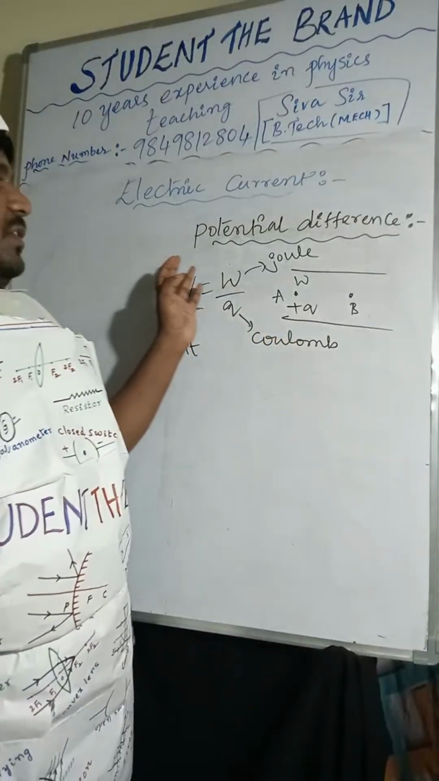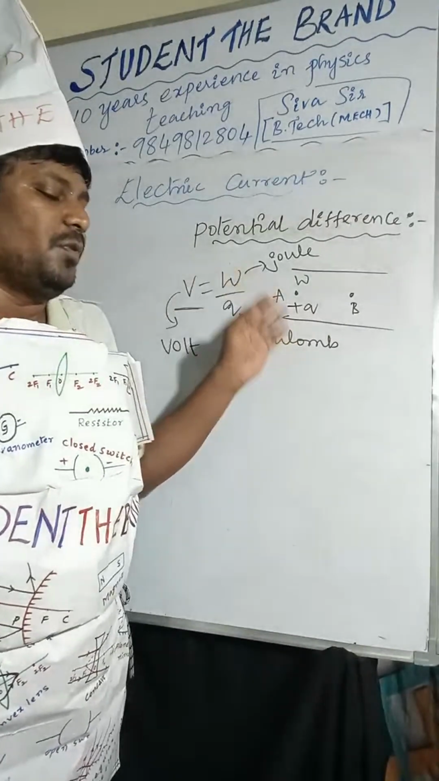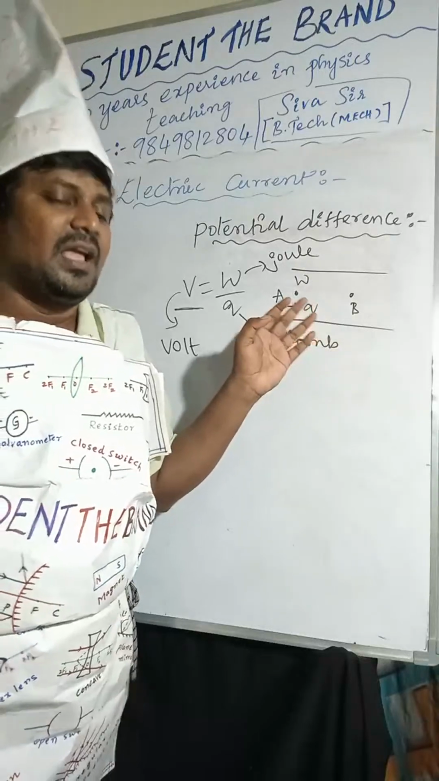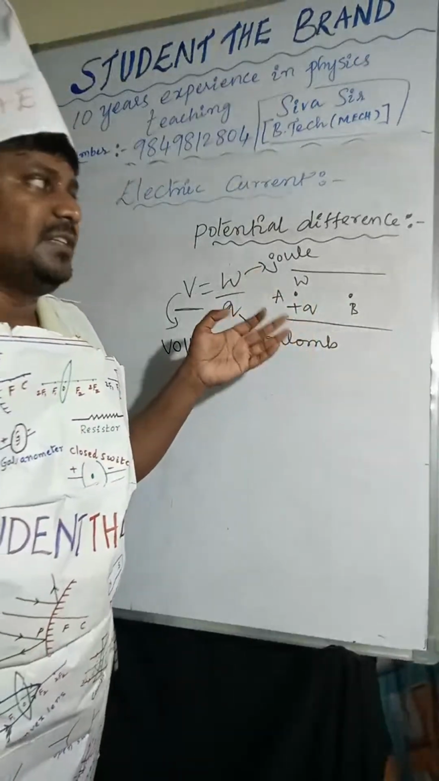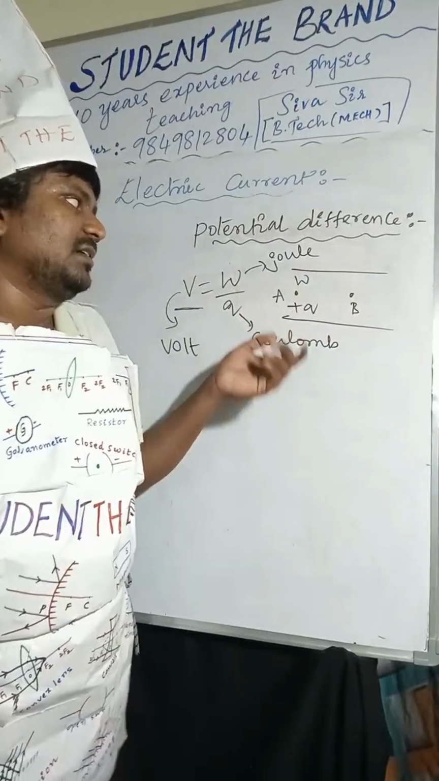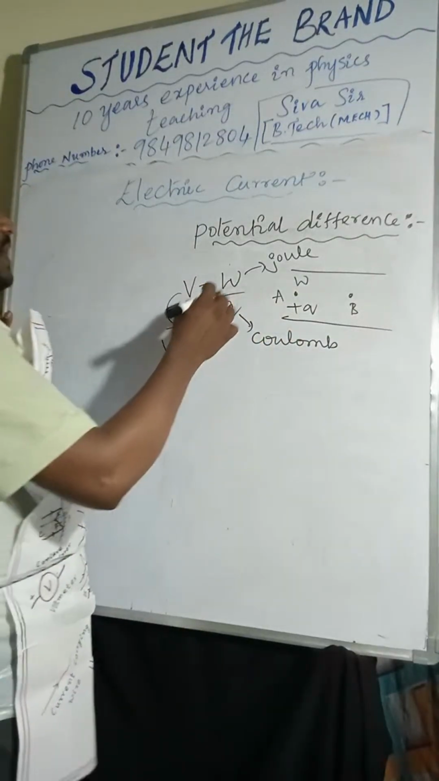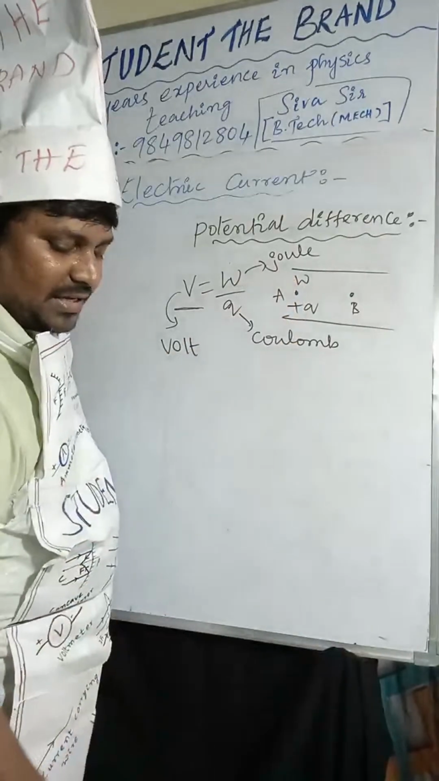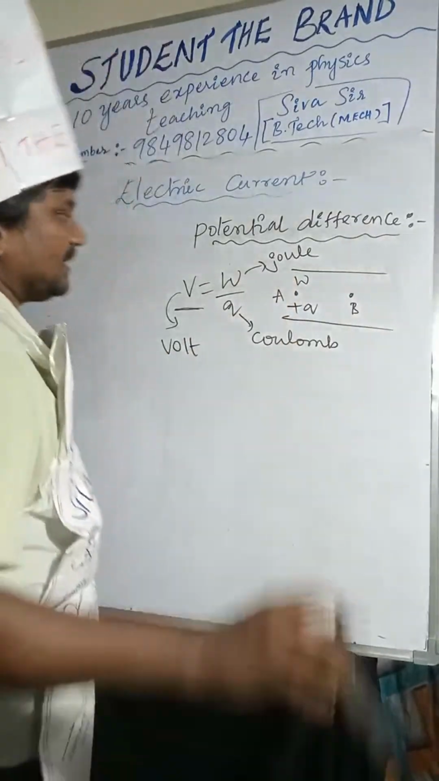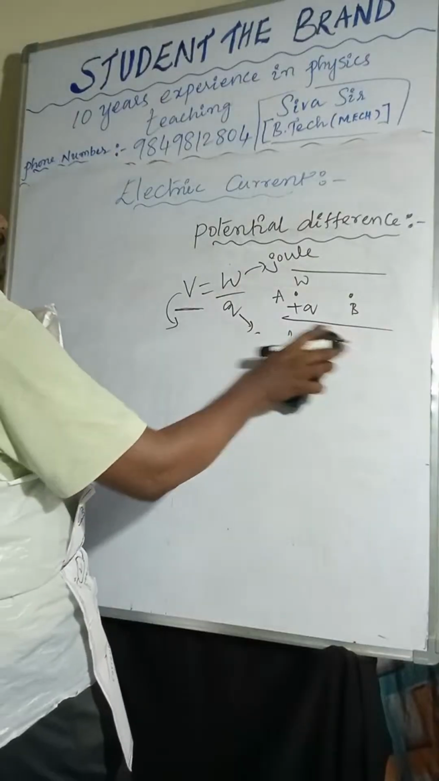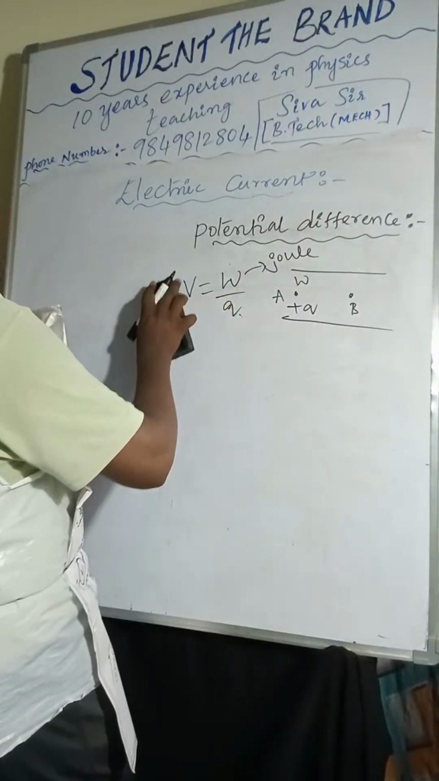So work done to bring unit positive charge from one point to another point within the conductor is called potential difference. SI unit of potential difference is volt, SI unit of work is joule, SI unit of charge is coulomb. So this is the potential difference.